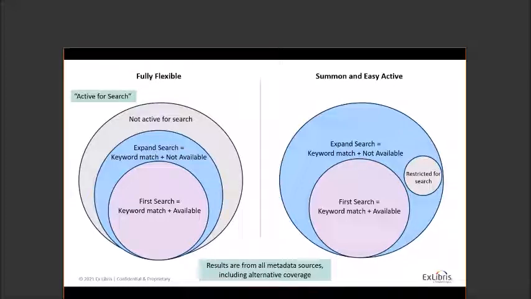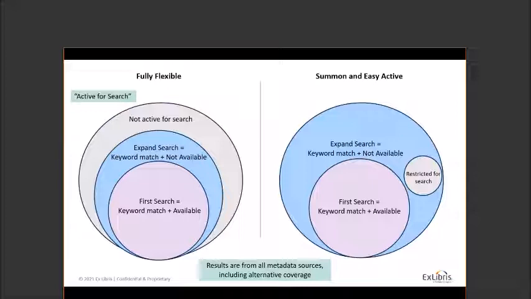But still, even after they expand, there is a certain part of the index that is not visible to the fully flexible users. And this is where search activation comes into play. The librarians in the fully flexible mode can decide what will be the limits of the second search, the expand search. They can say that only the collections that are active for search will come into play in the second search, in the expand search.